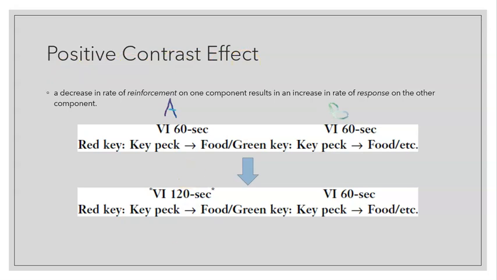Okay, so here again, A is changing from reward every 60 seconds to a reward every 120 seconds. So we get a decrease in the rate of reinforcement. We get less food over time, and that leads to an increase in responding to option B. Okay, so we're going to respond more to the green key. But remember, option B is never changing its reinforcement rate.